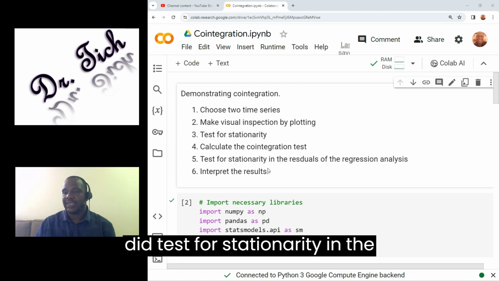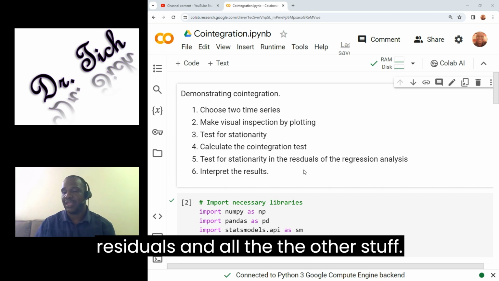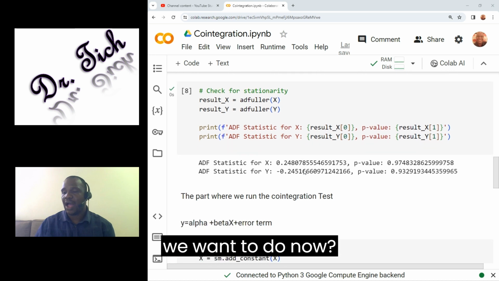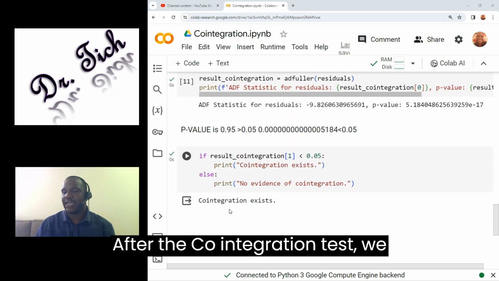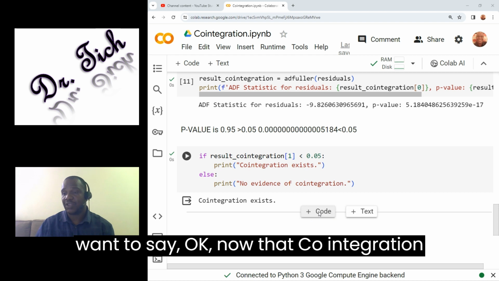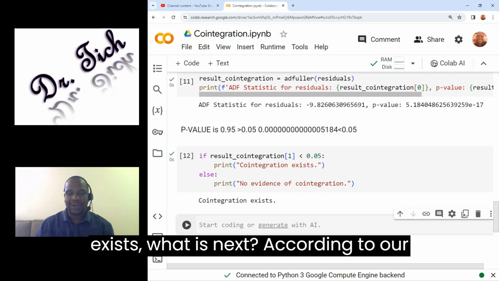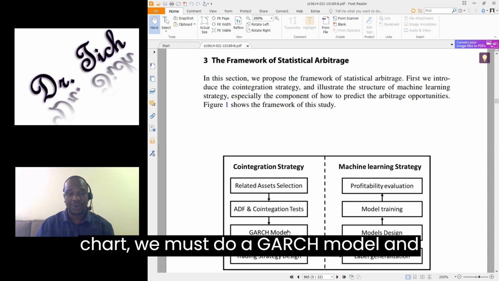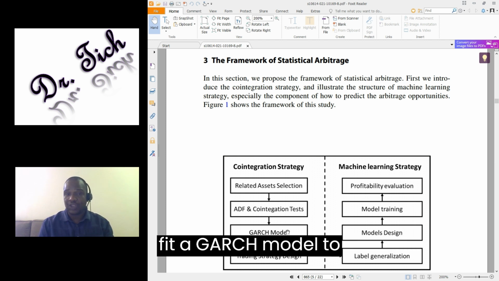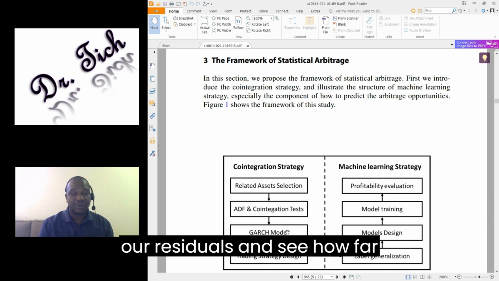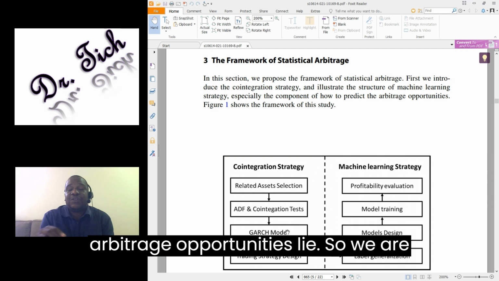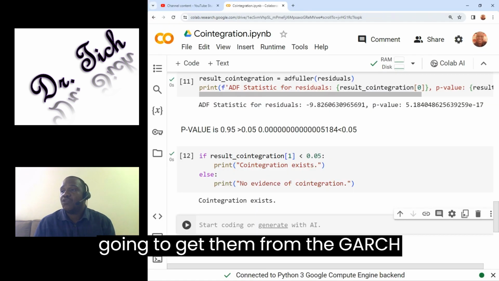So we did this. We tested for stationarity in the residuals and all the other stuff. After the co-integration test, we found that co-integration exists. Now that co-integration exists, what is next according to our chart? We must do a GARCH model, and I'm going to assume that you know the basics of GARCH. We are going to fit a GARCH model to our residuals and see how far that goes, because that is what will tell us where arbitrage opportunities lie. So we are going to get them from the GARCH model.